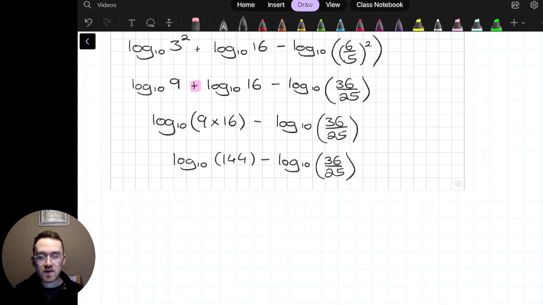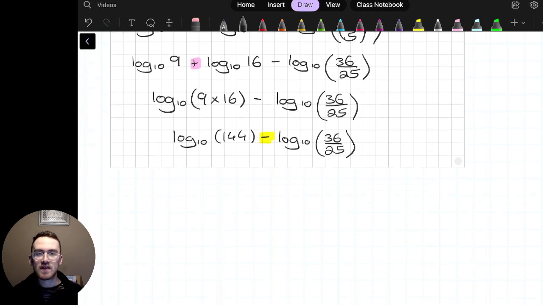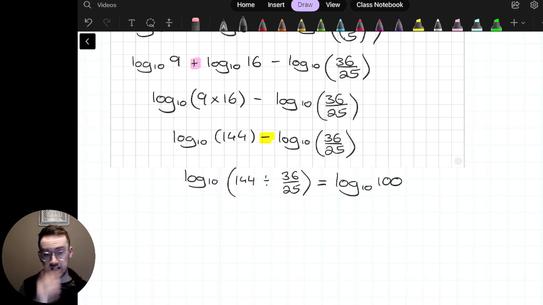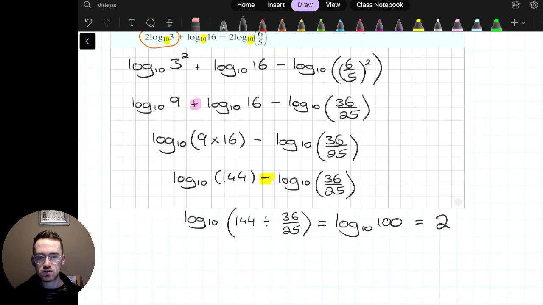Now, as for what we can do at this point, we need to remember that if we have a minus in the middle of two log terms, we can rewrite that as a division. So it becomes log to the base 10 of 144 divided by 36 over 25. Okay, and we can rewrite that then. That becomes log to the base 10 of 100. And without any real issue, we should be able to see that log to the base 10 of 100 is 10 to the power of what is equal to 100, and that's going to be equal to 2. So we've simplified our whole answer down to just 2.